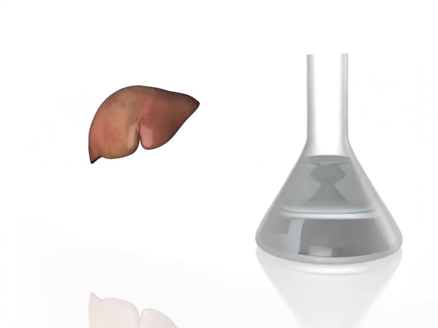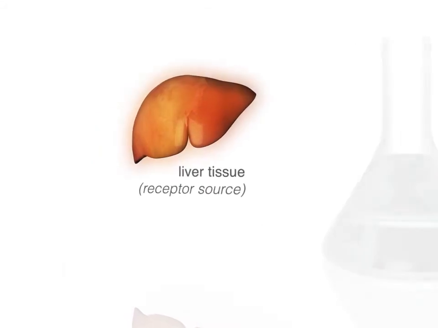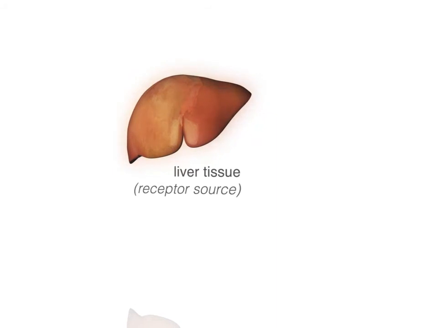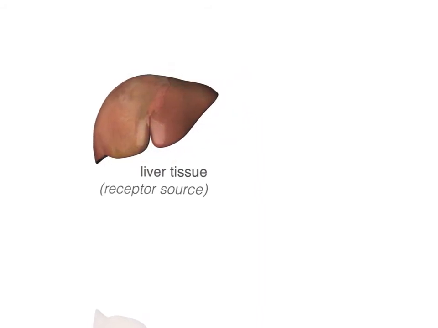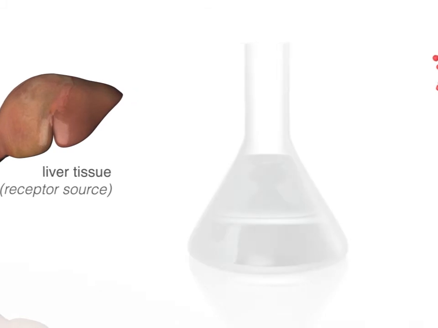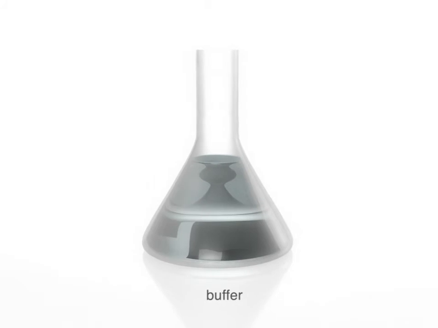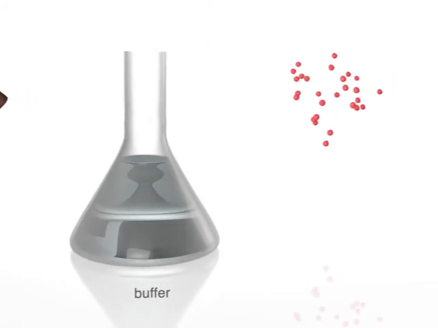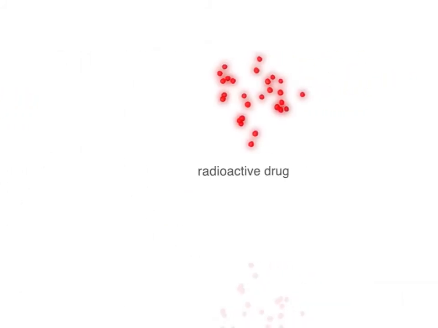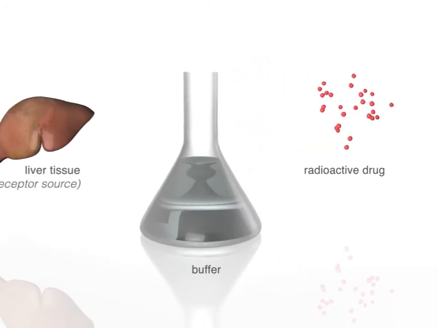The basic components of a binding assay are a source of receptors, which can be a tissue homogenate from a human or animal source, or could be cells expressing a specific recombinant receptor, a buffer to keep everything at physiological pH, and a drug that's labeled in some way that we can easily detect. Typically, this is a radioisotope incorporated into the drug.